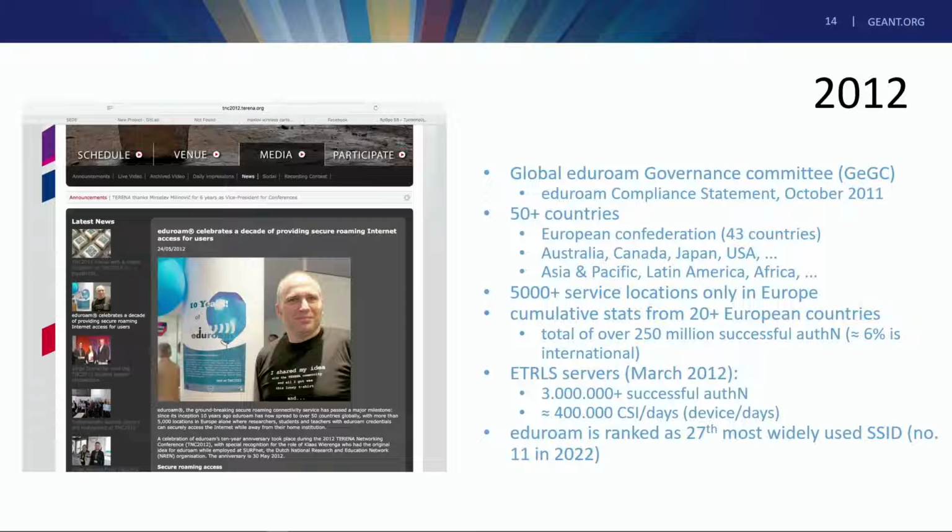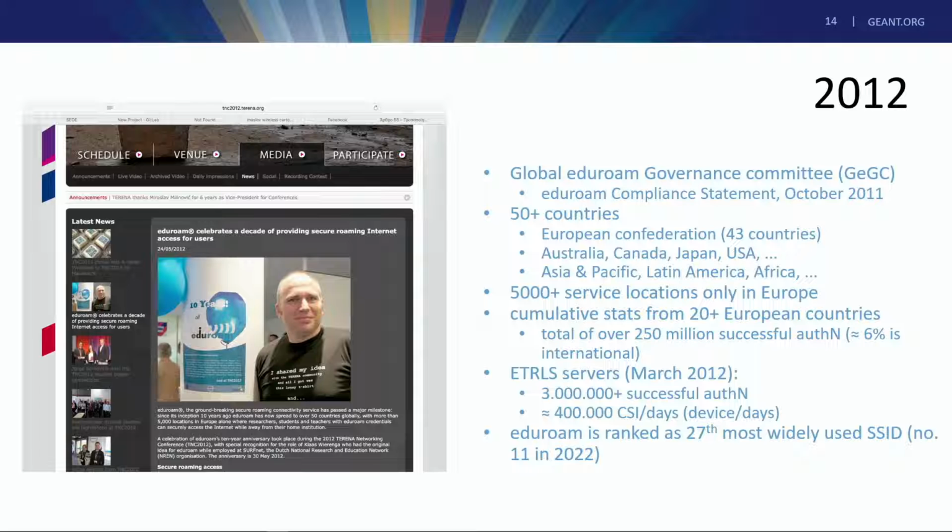And 10 years down the road, we celebrated that it had gotten serious. We had a global eduroam governance committee that had representatives from all of the regions in the world. Equal representation is very important. Eduroam is not something from GÉANT. Eduroam is something from all of us. And we need to make sure that even though the start was in Europe, and as you can see, already in 2012, still 43 of the 52 or 53 countries were European countries. Luckily, that's not the case any longer, but we wanted to make sure that we really made this a global initiative, and that is one thing I am very proud of, that we managed to do that.